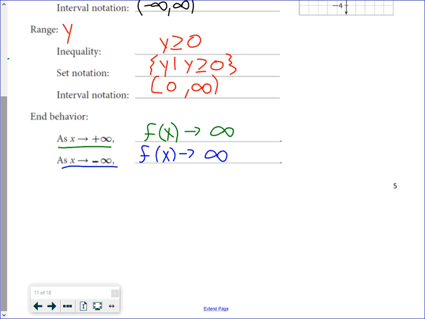End behavior, you want to see what the end of the y values are going to be, pretty much. How the graph is reacting as x is going to positive infinity or x is going to negative infinity. You can see where it's going. Both sides of the graph, in this case, are going to positive infinity as x increases forever and as x decreases forever.